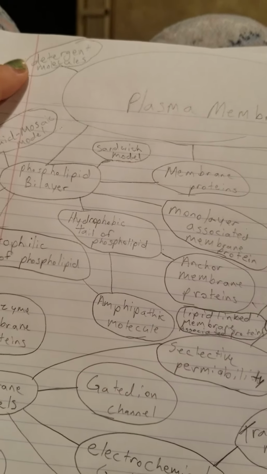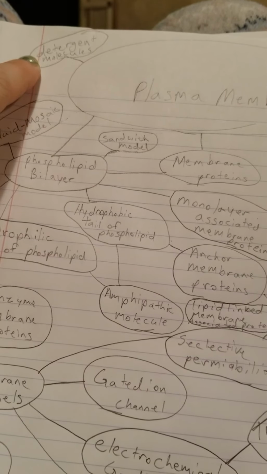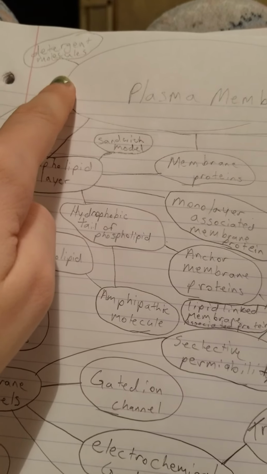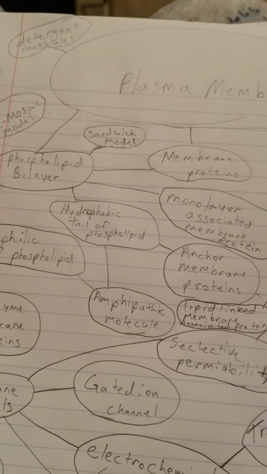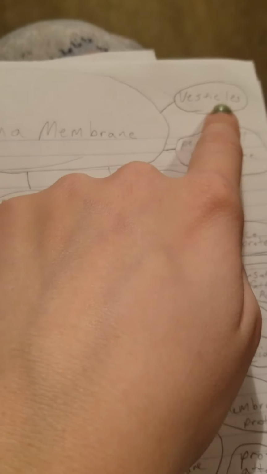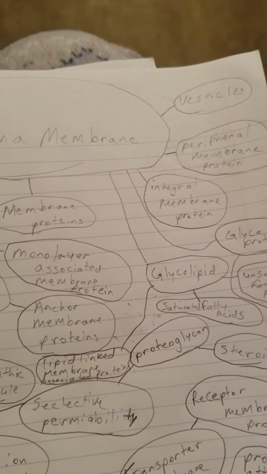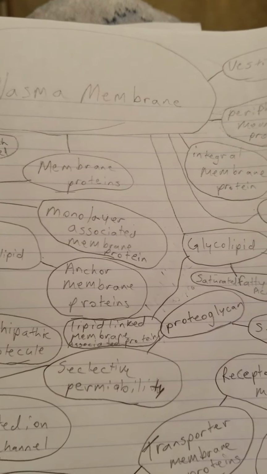So over here I have detergent molecules, and they're kind of off to the side on their own because they break down the plasma membrane and nothing else really goes with that. So they're off by themselves. And then vesicles is by itself too, as well. And peripheral membrane protein, because it's a part of the membrane.